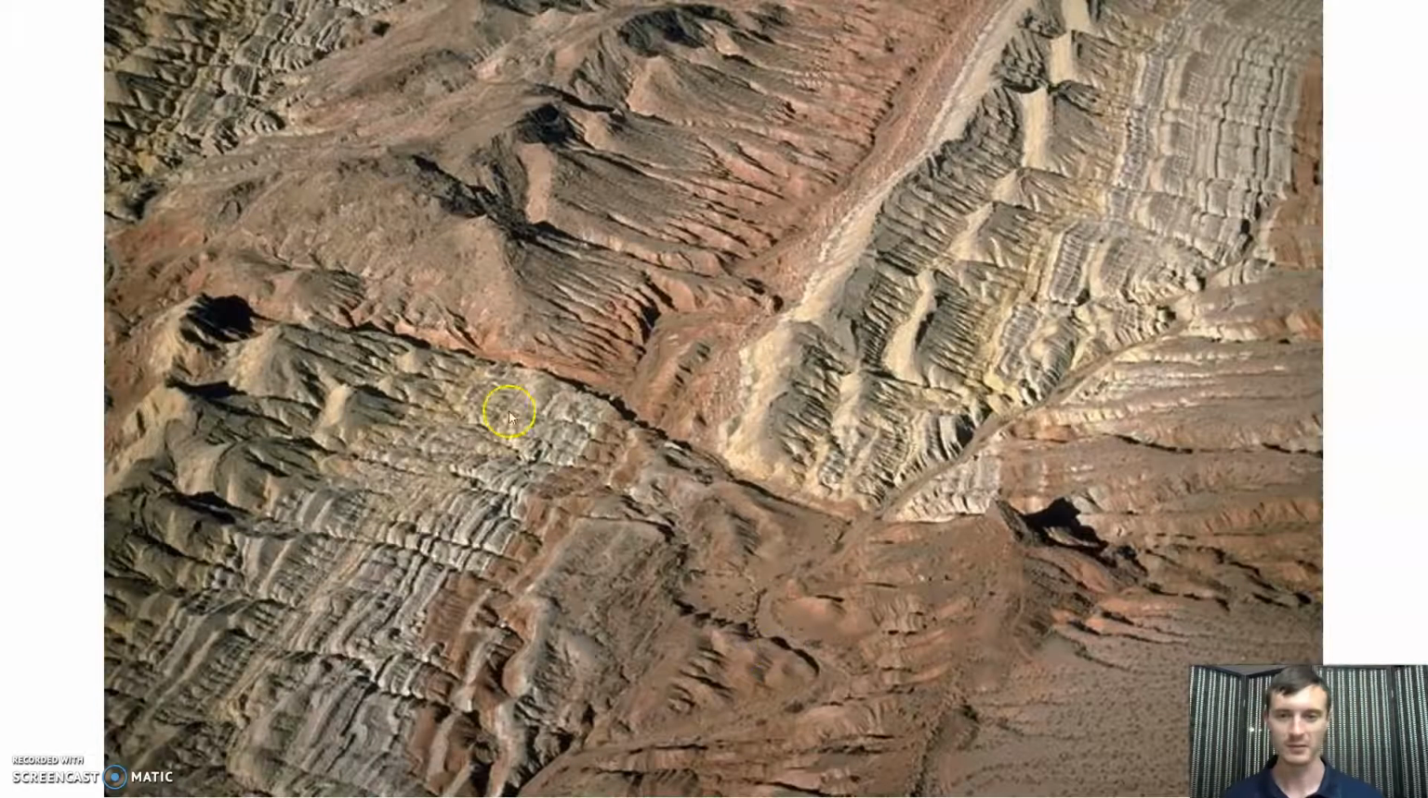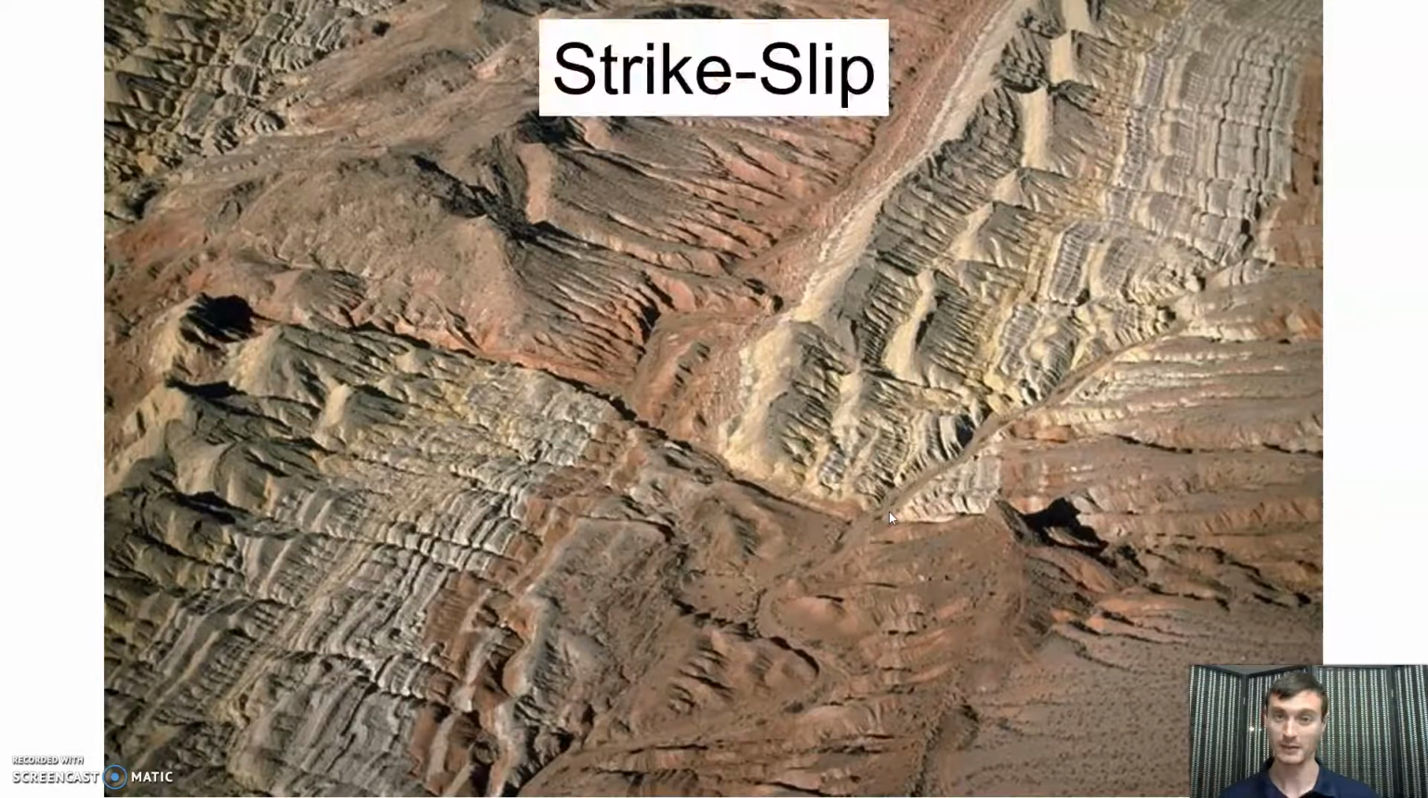For the final example, well, I can see a fault here, cutting across the landscape, and I don't see any sort of up and down motion. Instead, it looks like these were moved side to side. One of them was pulled sideways relative to the other. So that would make this a strike-slip fault.